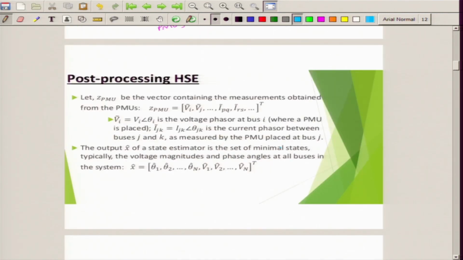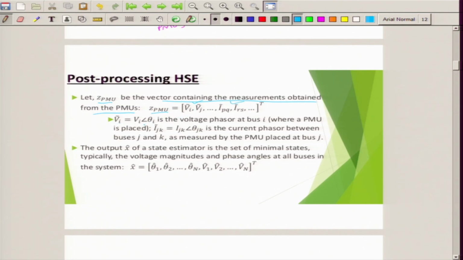So, the mathematical formulation of what we have discussed now. Let Z_PMU be the vector containing the measurements obtained from the PMUs. So Z_PMU consists of the measurements. These are the measurements which are voltages as well as the currents.